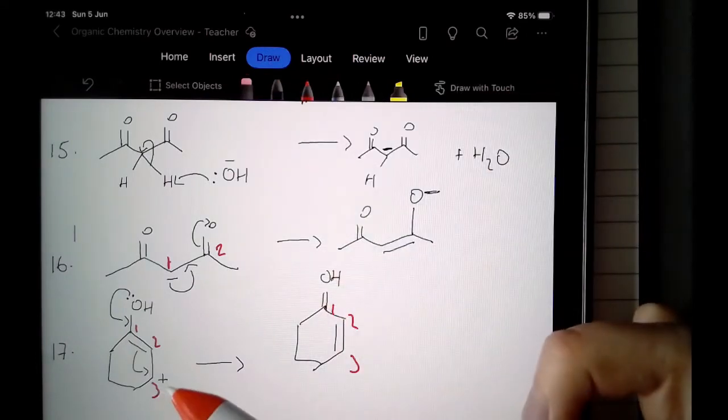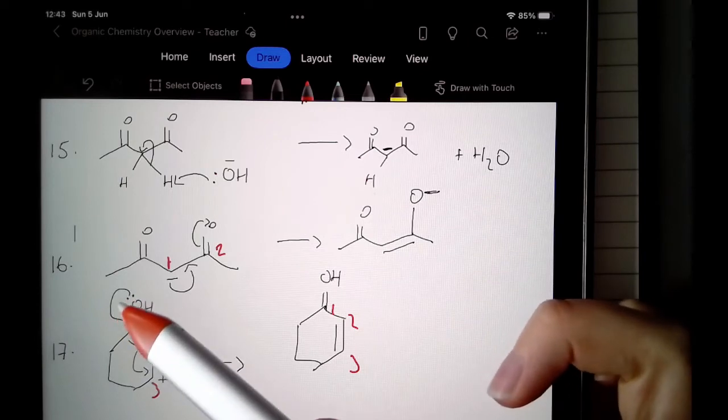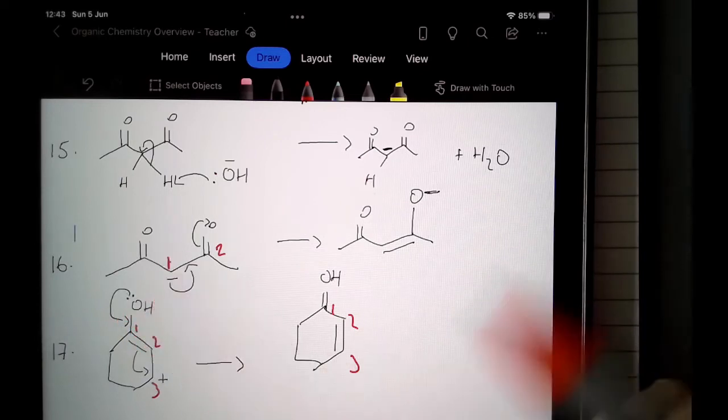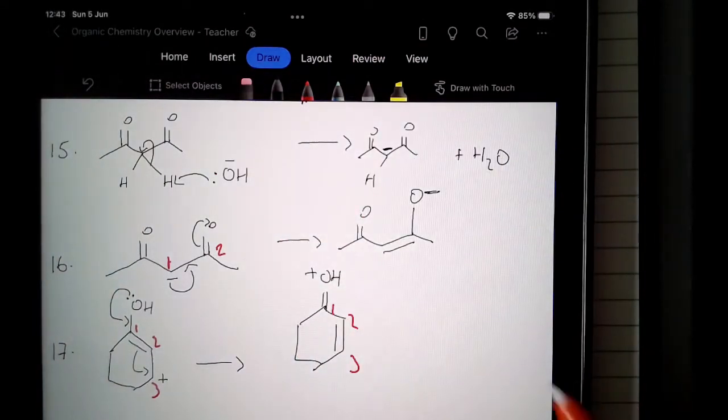But that positive charge does need to go someplace. And if you look right at the start of the first curly arrow, it's oxygen that is using both of its electrons to form a new bond. It's oxygen that gets the positive charge. So again, I start with something positive, I end with something positive.